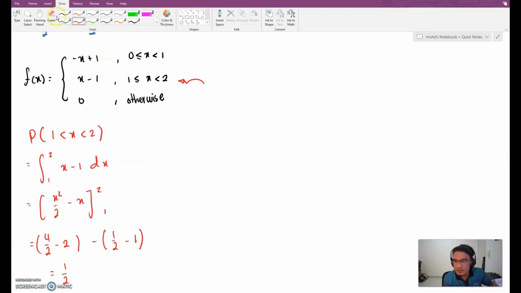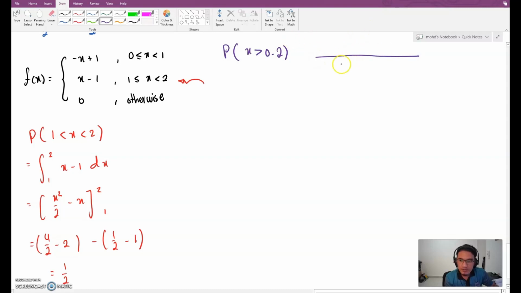Okay, then the next question is to find the probability for x bigger than 0.2. So let's first draw a line to indicate the region for our function. We have the region between 0 to 1 and to 2. For x between 0 to 1, the function is negative x plus 1, and for region 1 to 2, the function is x minus 1. Since we want the probability when x is bigger than 0.2, 0.2 is about right here.